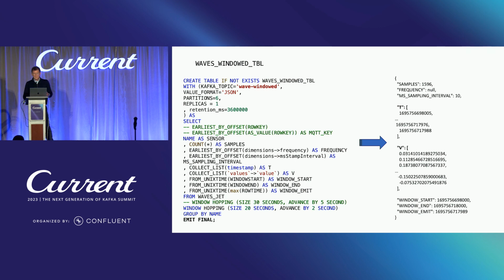And when we create this table, we will see this result on the right side with this JSON, and it will be produced every 2 seconds for the particular 20-second window. So we'll have a number of samples, 1,500 in this case. Sampling interval: we're getting a value every 10 milliseconds, or 100 samples per second. Time as an array and value as an array, where value is the value of our curve.